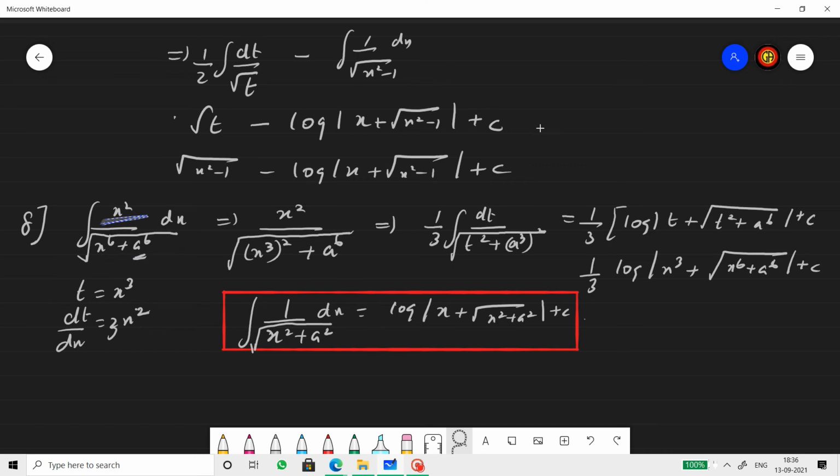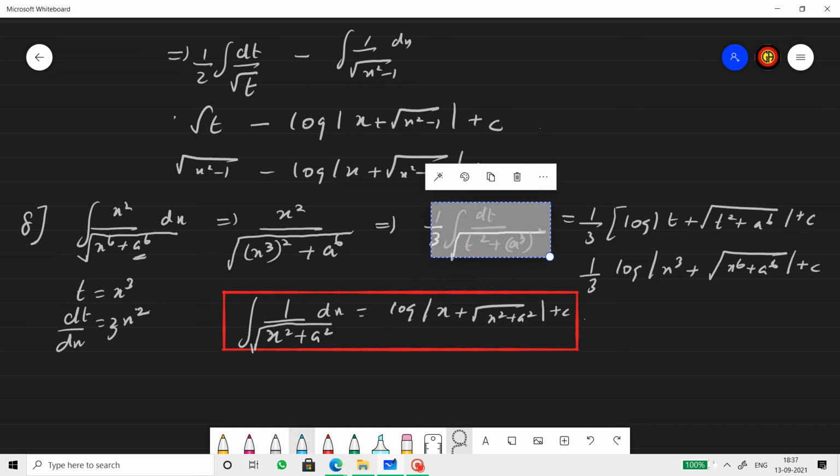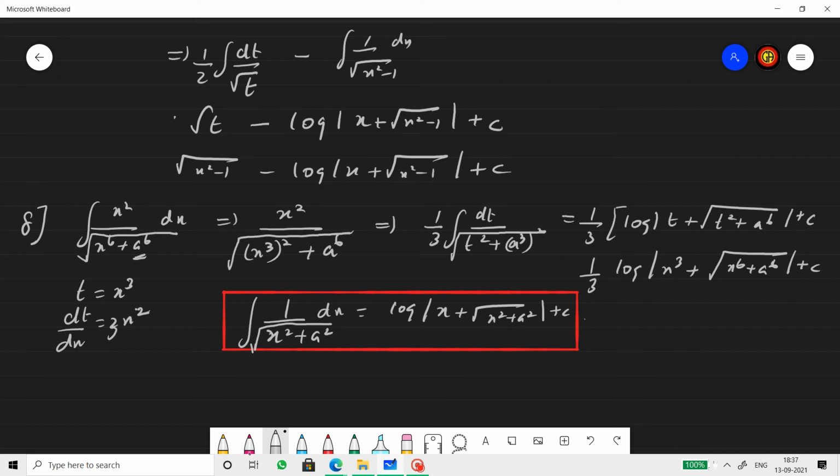The problem is this x square term. So somewhere we need to find a way out to get rid of this x square. Then x to the 6 can be written as x cube with the whole square. Again, take x cube as t, differentiate it, follow the substitution process, and convert the question in terms of t. Then we write a to the 6 as a cube the whole square.